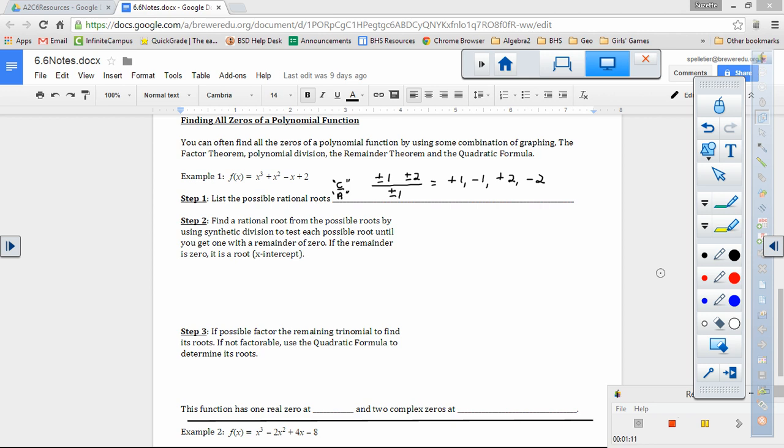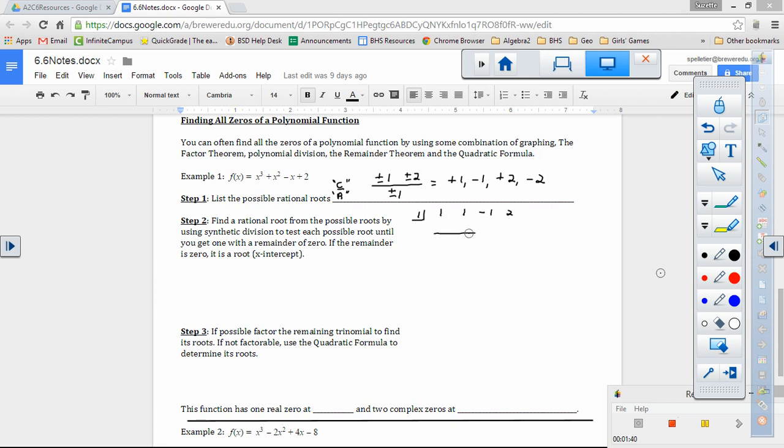So step 2, find a rational root from the possible roots, using synthetic division to test each root until you get one with a remainder of 0. If the remainder is 0, it is a root. So we've done this before. This is just a simple explanation for you to see how it goes. So let's test them. We'll put positive 1 over here. Remember, we're using synthetic division. Coefficient of 1, coefficient of 1, coefficient of negative 1, and coefficient of 2. So 1, 1, negative 1, and 2.